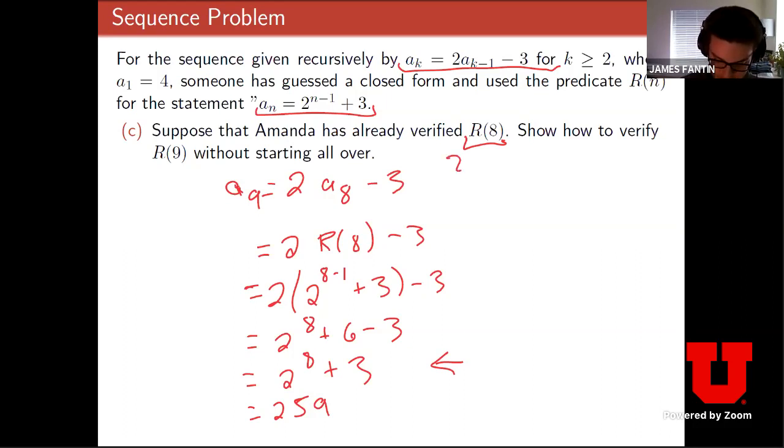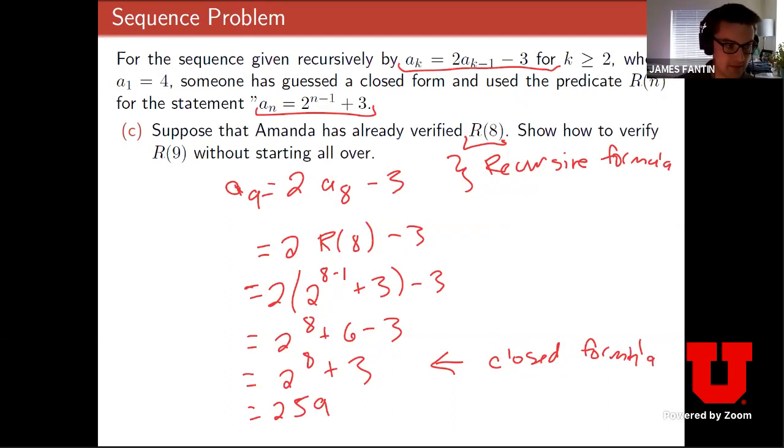So we started with the recursive formula, and we ended up here. If you look at this formula right here, this is exactly what the closed form formula would have given for R9. So we can verify that R9 is correct. So the closed form formula works for R9. So are there any questions with this first problem, any parts A, B, and C for this one?